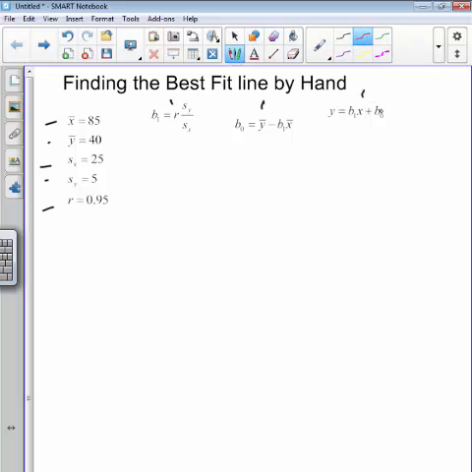Ultimately, we want an equation that looks like this: y equals b1x plus b0. b1 is the ratio of the standard deviations times the correlation coefficient, and b sub 0 is the mean of y minus b sub 1 times the mean of x. If we're trying to find this by hand, we start by finding b sub 1.